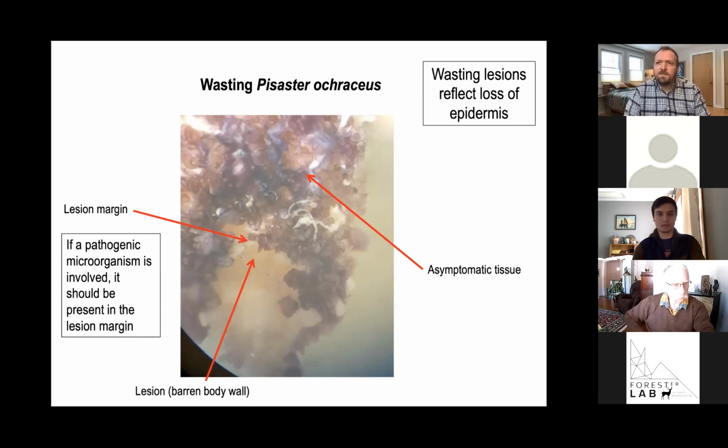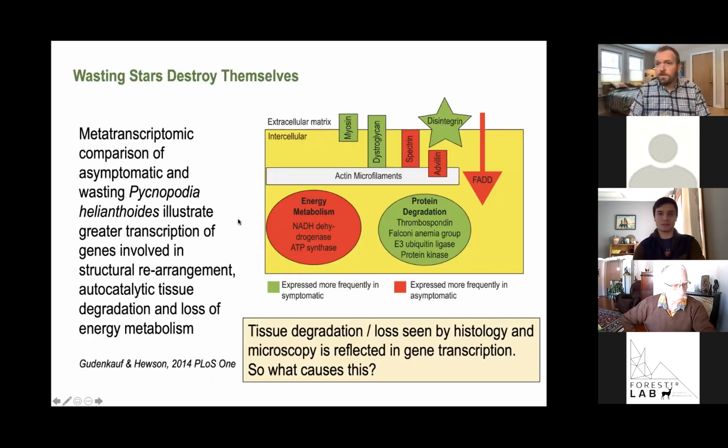It shouldn't be present in the rest of the asymptomatic tissue or in clinically normal tissue away from it. And so this is the perspective that we took on this disease. We do know from transcriptome studies, RNA-seq studies of asymptomatic and wasting starfish, that a bunch of genes involved in structural rearrangement, autocatalytic tissue degradation, and loss of energy metabolism are upregulated in affected cells.